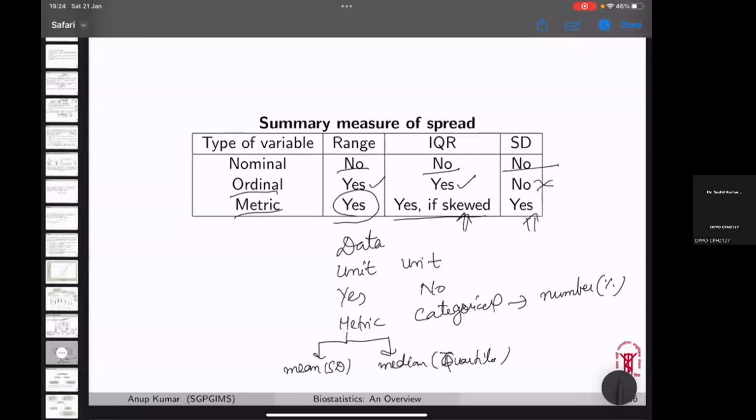Now, metric data is presented with the help of mean and standard deviation if your data is normally distributed. When your data is presented with the median, it is because your data is not normally distributed, it is skewed data. Then you should go with the median and quartiles. I have given an example of this with income data. Okay.